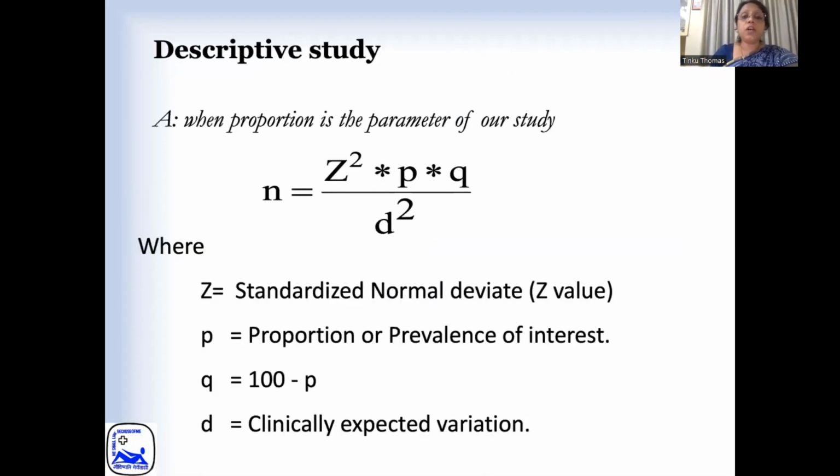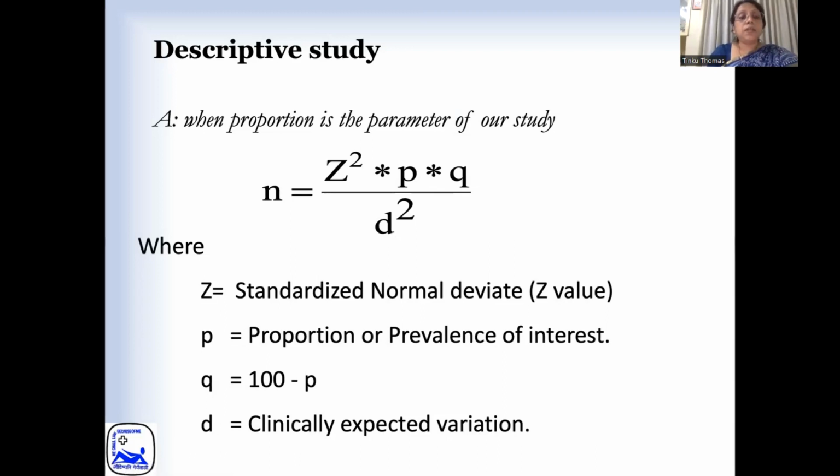So we will look at the simplest of all problems, which is estimating the prevalence of something. So this is the formula. Now here, Z is a standard value that corresponds to a 95% confidence interval. What is really variable here is P, and as P changes, Q will also change. And then what we call the expected variation, that is the D. Now we'll try to understand all of these a little better in this example.